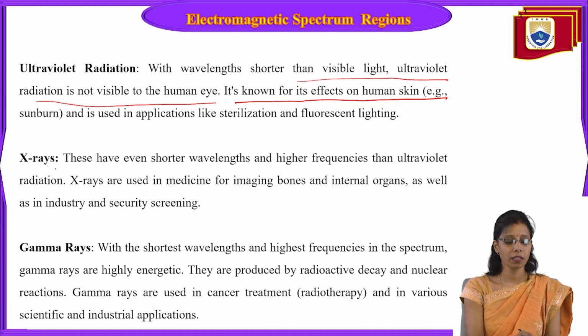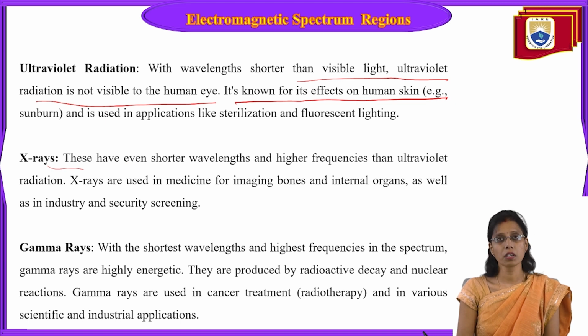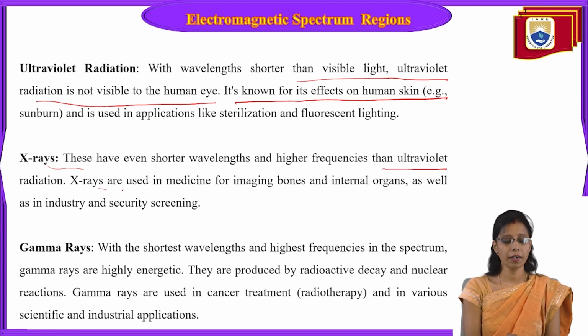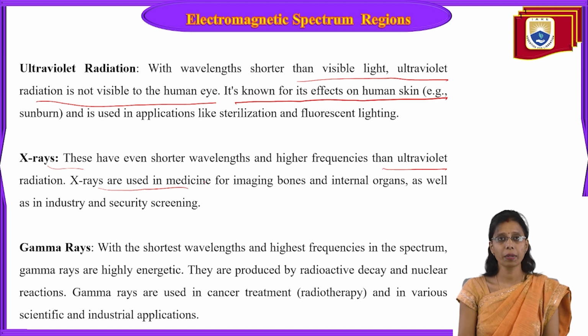Okay, next we have X-rays. These have even shorter wavelength and higher frequency. They come from the shorter wavelength portion, and it has a higher frequency region. After ultraviolet radiation, X-rays are used in medicine for imaging bones and internal organs, as well as in industry and security screening. It is used as an application.